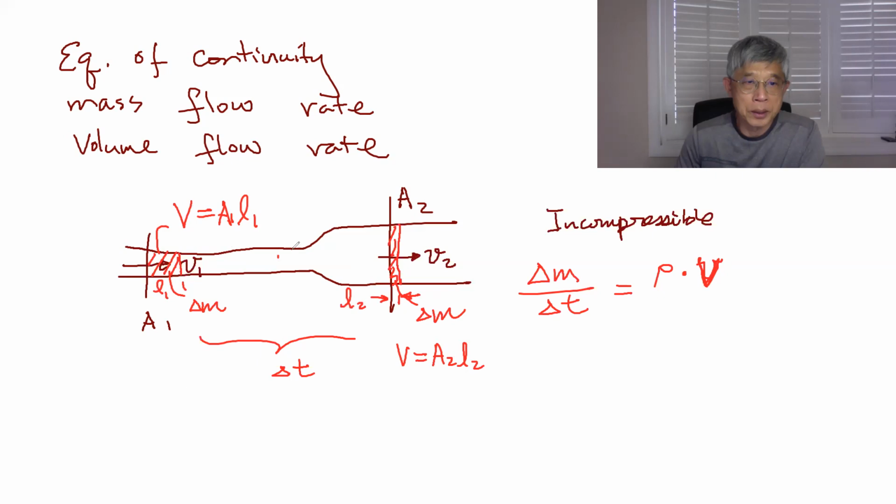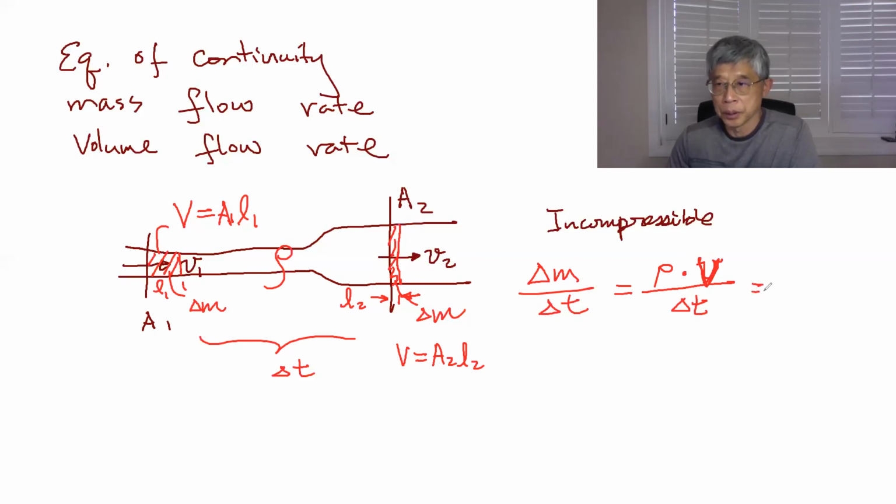And rho is constant throughout. This is rho, the density. All right. So rho times V is the mass, right? And then divided by delta T. Okay, so we're going to put that in. Rho A1 L1 over delta T is equal to rho A2 L2 over delta T, right?